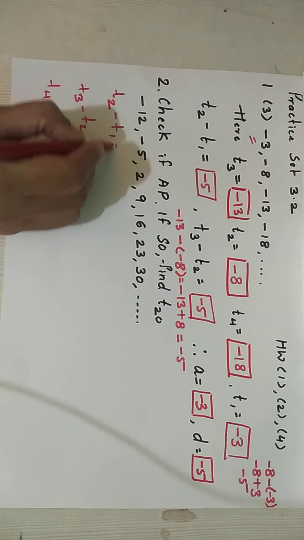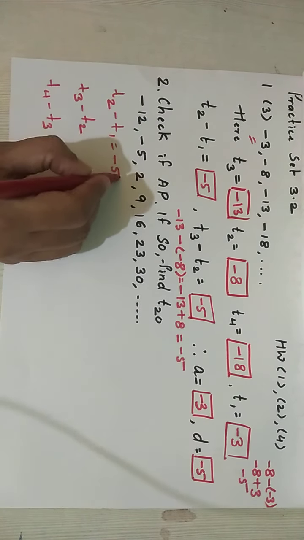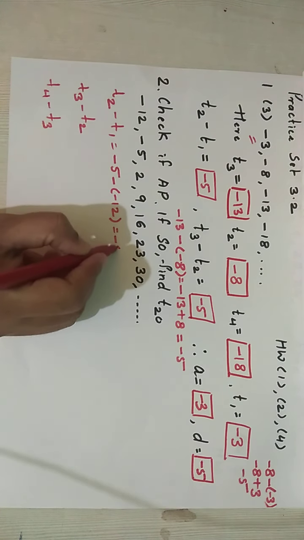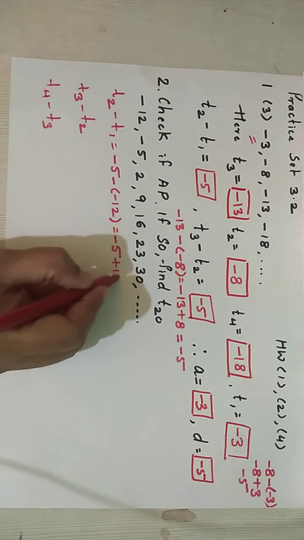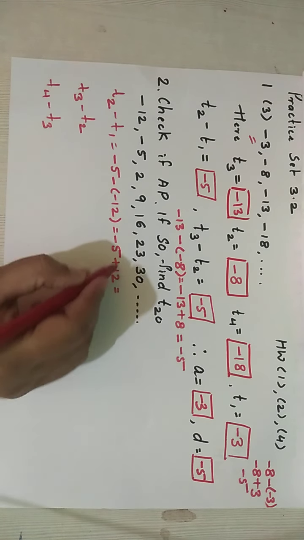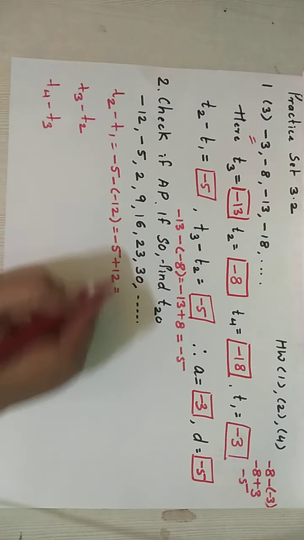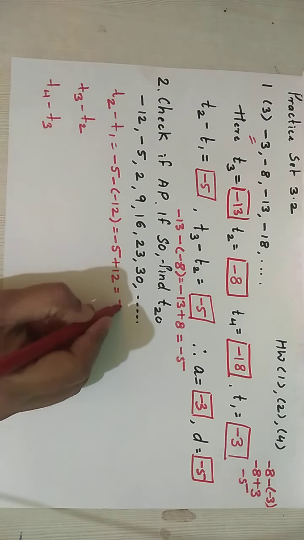So T2 minus T1 will be minus 5 minus of minus 12, that is minus 5 plus 12. The bigger number is positive, so the answer will be positive. 12 minus 5, answer will be 7.